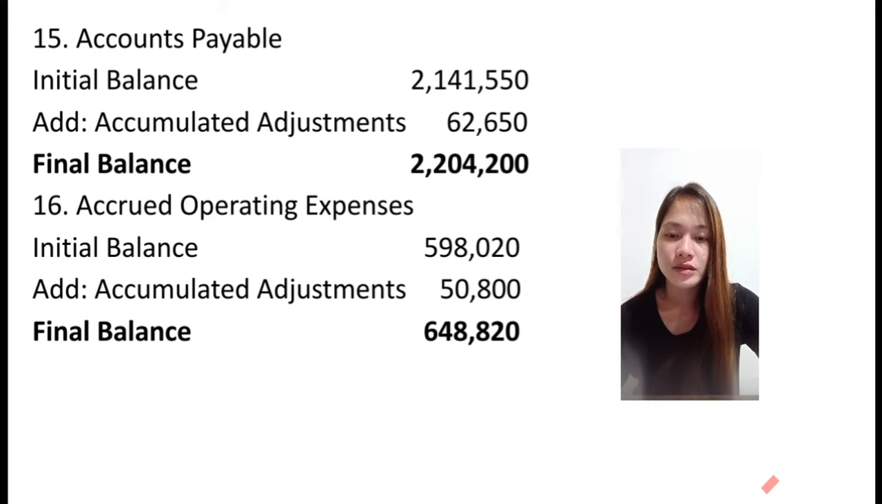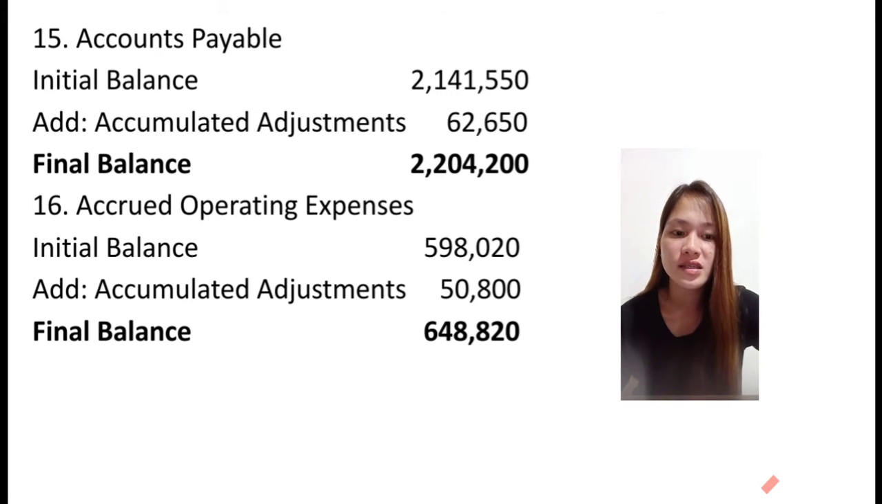Accounts payable. So the initial balance is 2,141,550, added by the accumulated adjustment 62,650. So we have a final balance of 2,204,200.